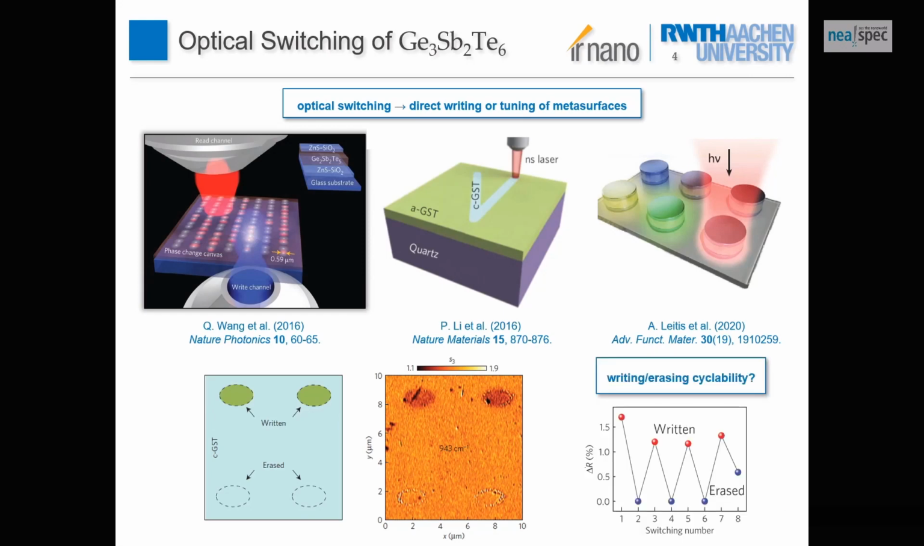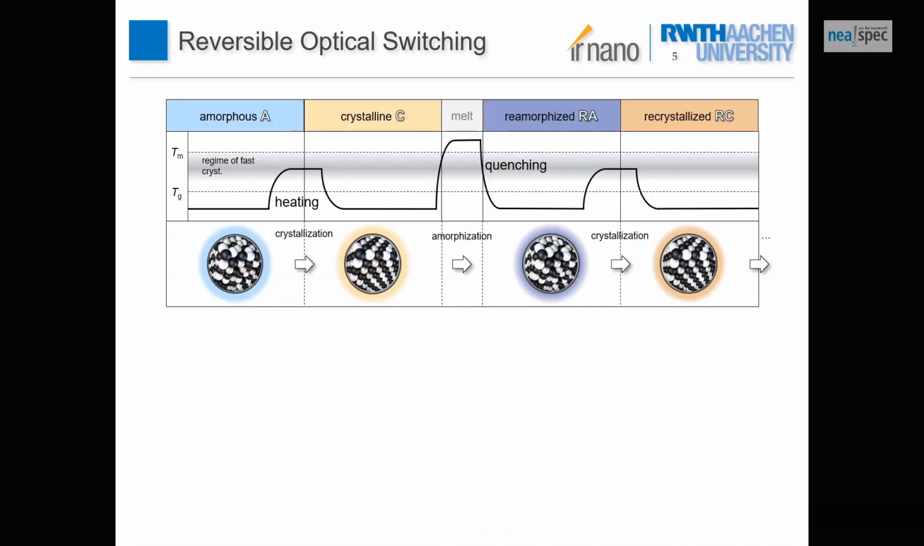Then you can look at cyclability, which is, of course, very important if you want to make a device, and also motivation. But to understand the cyclability, let's look at the switching process maybe in a bit more detail. So we start with an as-deposited amorphous phase, for example, by sputter coating. We heat this up with a laser beam above the glass transition temperature. We get crystallization going on. We cool it back down, and it's crystallized.